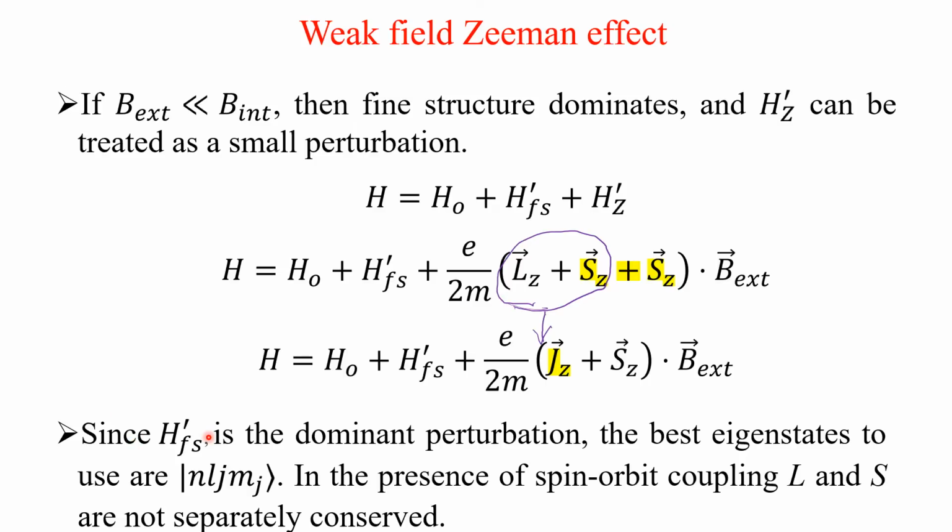Since the HFS prime is a dominant perturbation, the best eigenstates to use are the kets |n l j mj>. Remember that earlier we have used ml. Here we are using j and mj. In the presence of spin orbit coupling, L and S are not separately conserved, but J is conserved. That is a very important point to be noted. We will see what will happen to this.